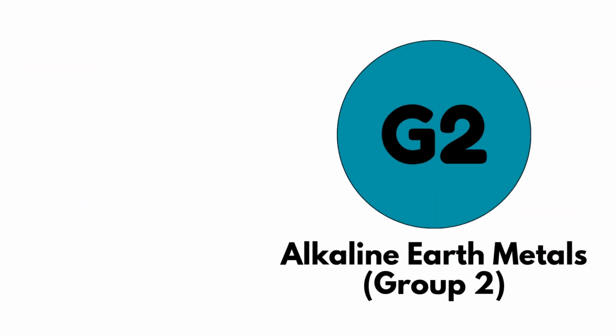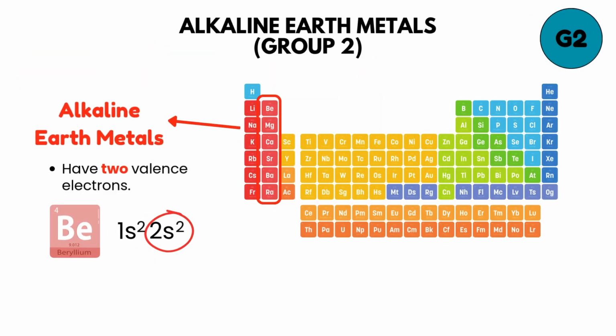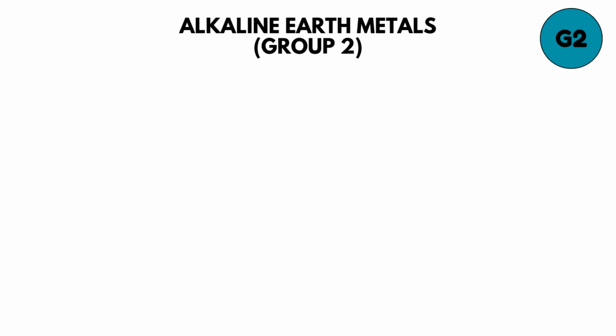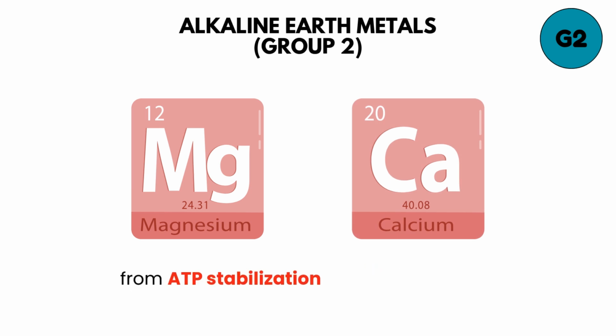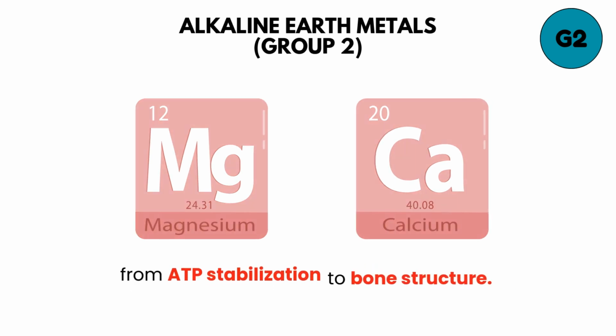Alkaline earth metals, Group 2. These have 2 valence electrons. They're reactive but less so than alkali metals. Magnesium and calcium are big players in biology, from ATP stabilization to bone structure.